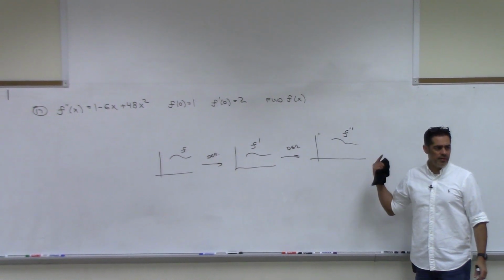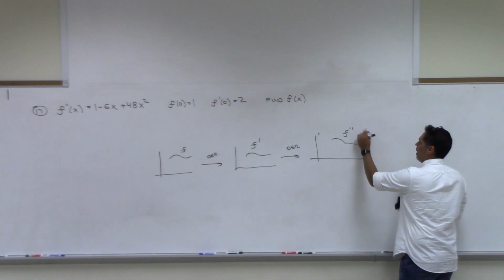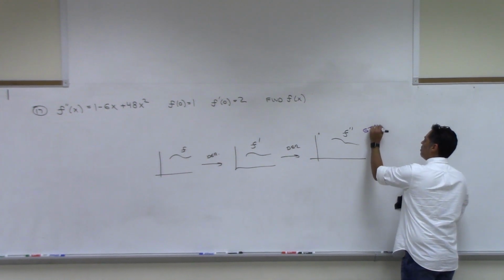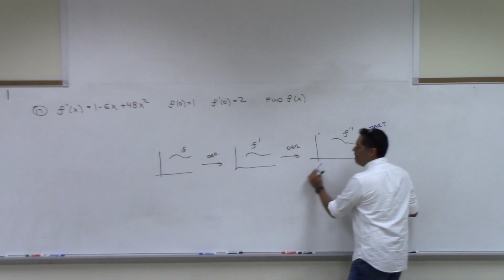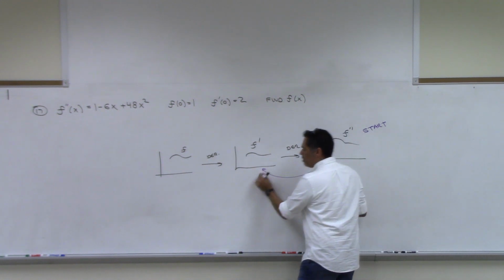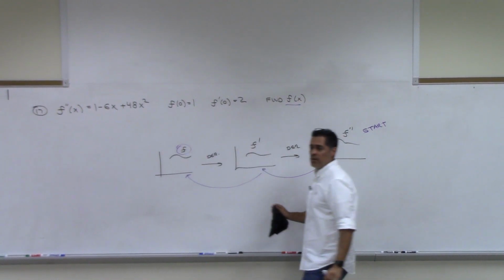That's what the derivative does. What we're doing here is I'm giving you this. We're starting here. I give you what the second derivative is, and then we have to go backwards, find the f prime, and go backwards again and find f. This is f. That's what we're searching for. That's what we're trying to find.